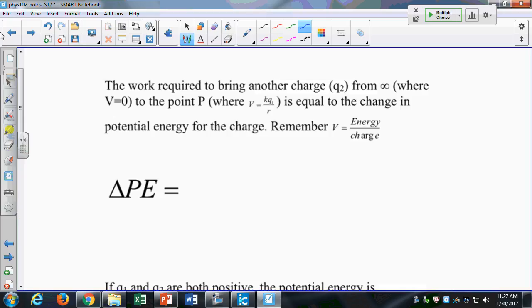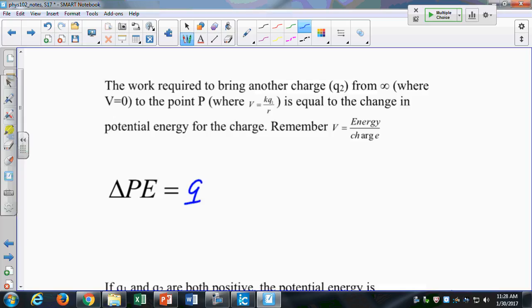Now, if we wanted to look at how the force changed, we would take each step and add up the force times the distance for each little step. That would require integral calculus, right? Because an integral is a sum over a certain variable. But we don't have to do that because I have this definition of potential.